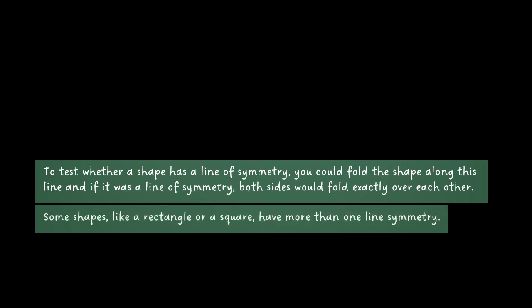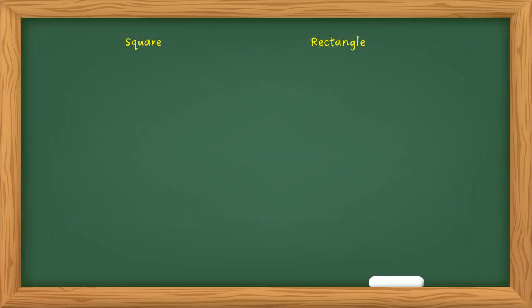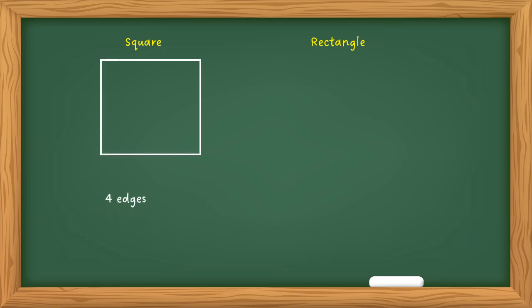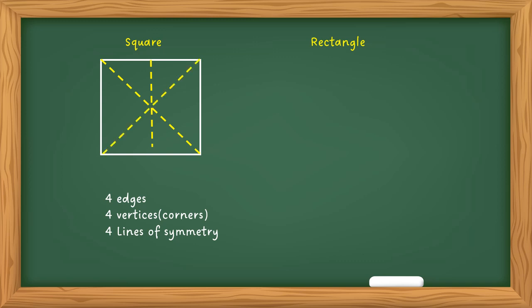Some shapes like rectangles and squares have more than one line of symmetry. So let's develop that. Okay, so let's look at a square first. You can see the square there. Okay, it has 4 edges, 4 vertices. You might hear that word vertex. It just means corner. Okay, and 4 lines of symmetry. And you can see if you fold it that way, it's a mirror image. If you fold it that way, again, a mirror image. And again, 4 ways. So you can see there are 4 lines of symmetry.